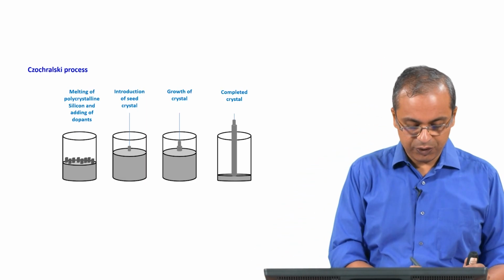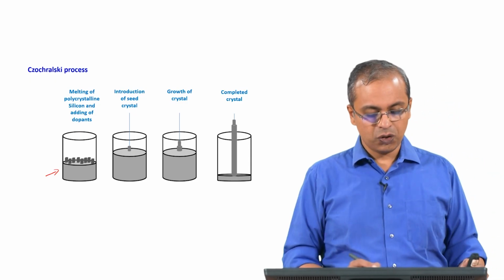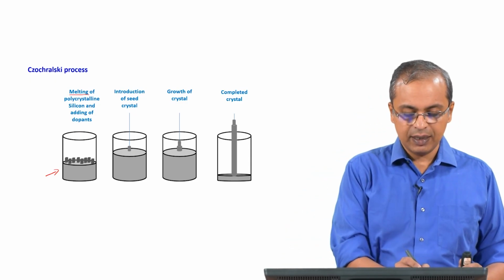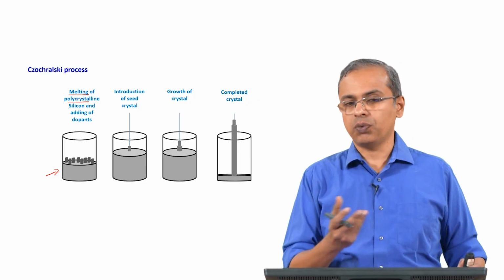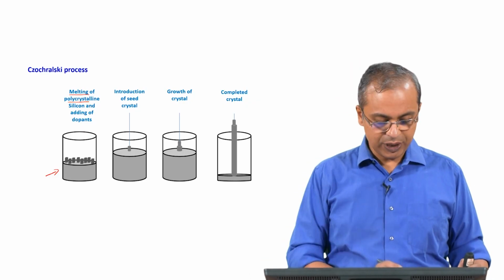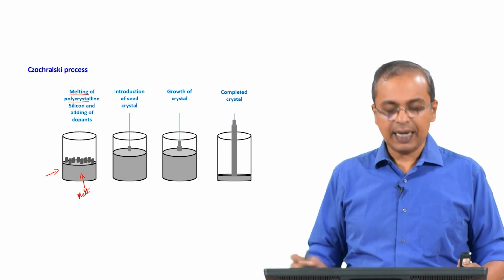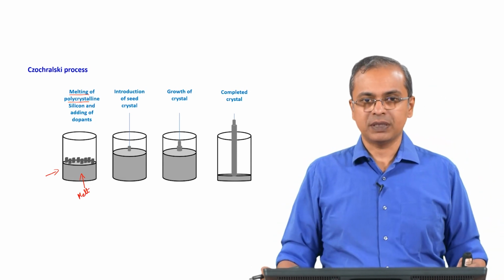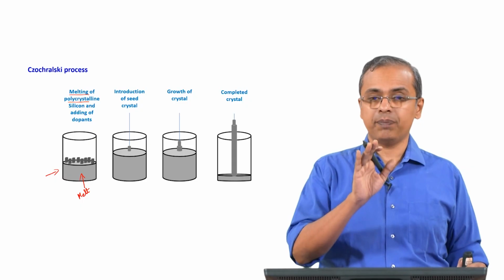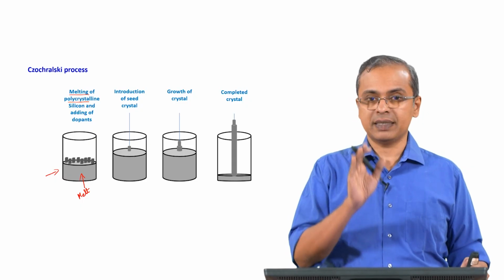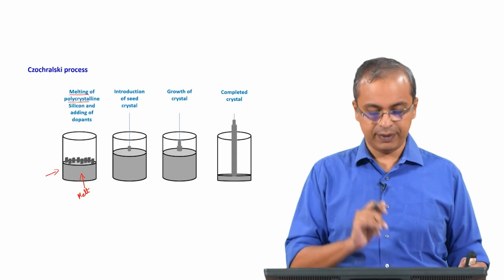So, you are starting off with this situation here: you are melting polycrystalline silicon and adding dopants, if you want to add dopants. At that point you simply have a melt, and you can build up the melt to however much you want. It is a high purity melt. It is a semiconductor grade silicon that you have used, so it is a high purity melt.